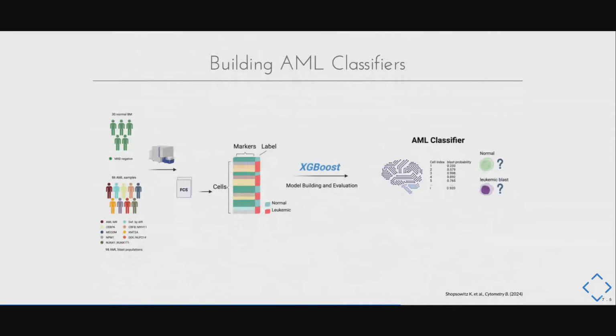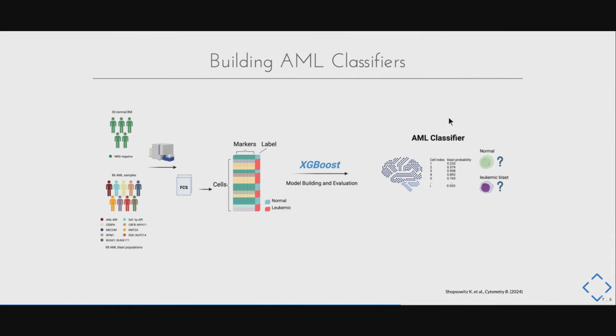The AML classifier was trained with cells from over 100 cases, including 30 AML MRD negative samples and 98 different AML cell populations from over 80 patients. We combine all the data into a large matrix and add a column to indicate whether the cells in each row are normal or leukemic.